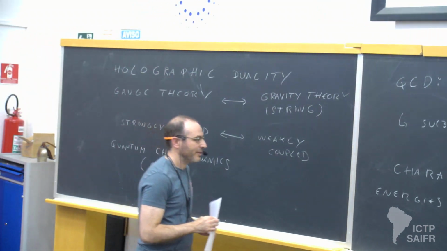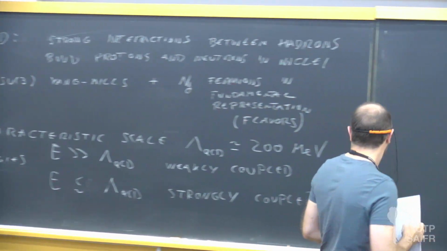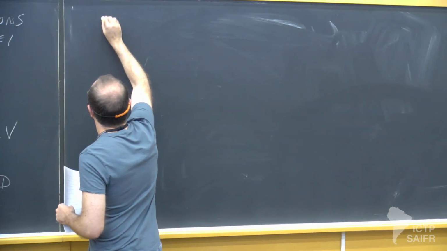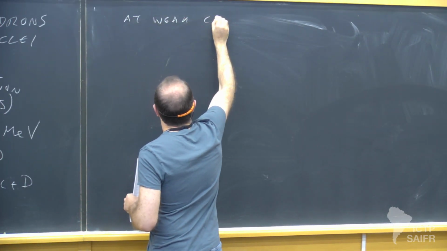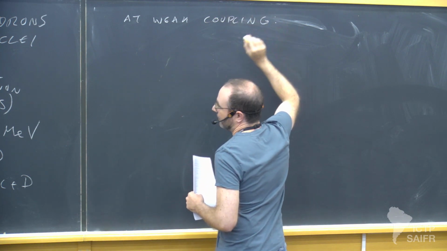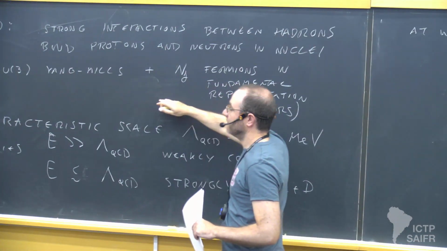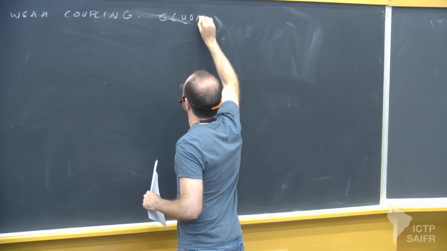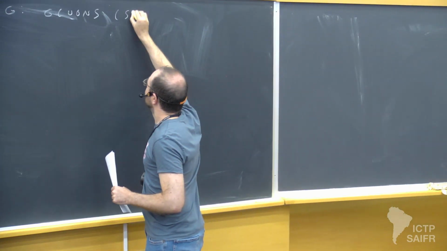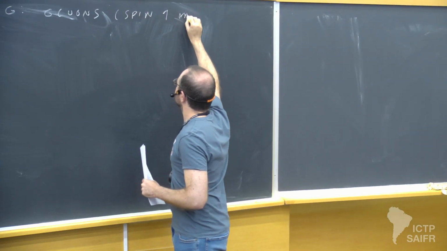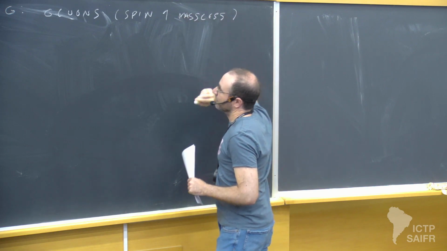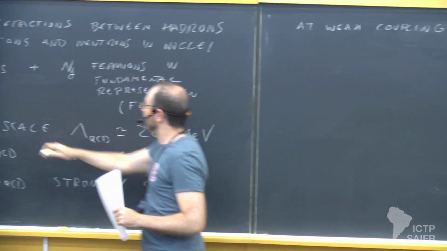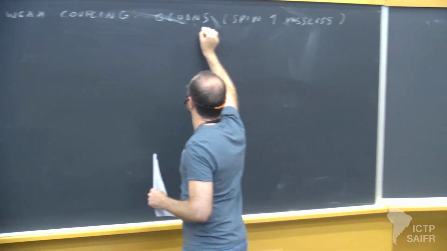When the theory is weakly coupled, we understand how to do calculations and compute observables. In this case, we just have the microscopic degrees of freedom of this theory. So we have the gauge fields of the Yang-Mills theory, spin one massless particles, the gluons, which are responsible for the interaction. They carry the force associated to this gauge group. We have eight of them.